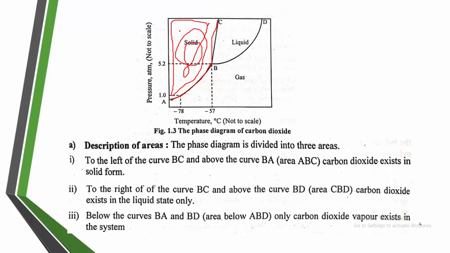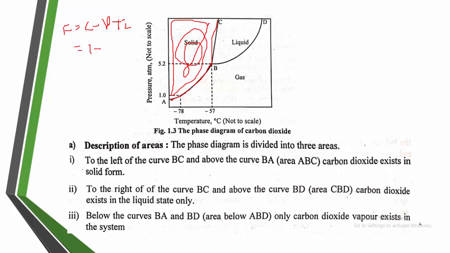Here we can find out the degree of freedom, that is F equals C minus P plus 2, which we already studied in yesterday's lecture. What is C? C is the component. There is only one component, that is carbon dioxide, in solid, liquid and gas, having only one component. What are the phases of this area? Here we can see carbon dioxide is only in the solid phase. In this area, A, B and C, carbon dioxide is only in the solid form, which means it has only one phase.